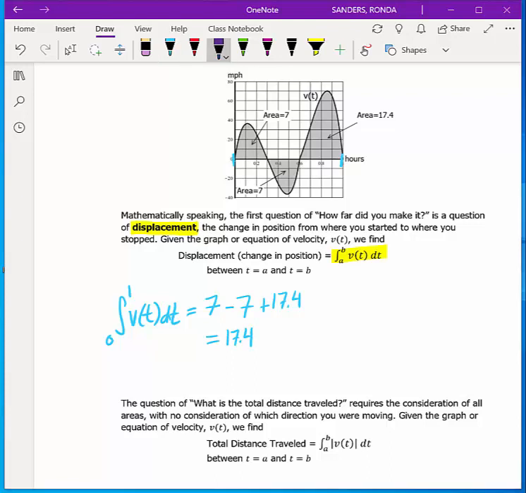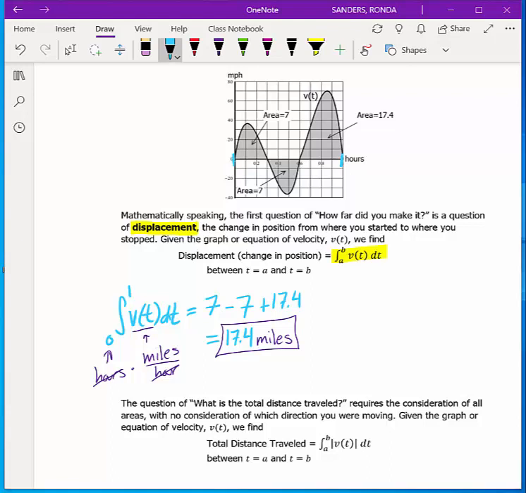If we consider the units, the 0 and 1 are time in hours. Our velocity, v of t, is in miles per hour. When we evaluate the integral, we multiply these units. The hours cancel out, and we end up with 17.4 miles as our displacement, the change in position from where we started to where we ended.